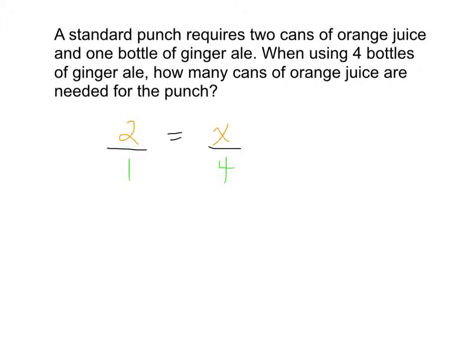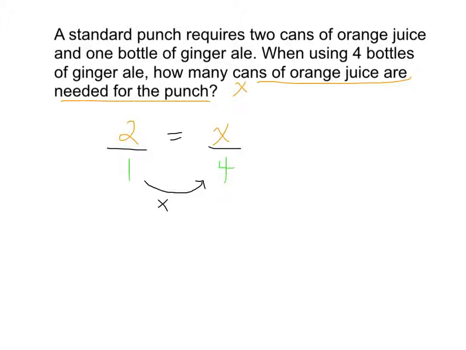What does x represent again? X represents the number of cans of orange juice that are needed for the punch. So how are we going to solve for x? How can we find the missing value? Well, I know the denominator in each ratio. So now we need to figure out the scale factor. I need to figure out how did I get from here to here? What happened to the number? Is it increasing or decreasing? It's increasing. So let's think of a number that we can multiply 1 by in order to get 4.